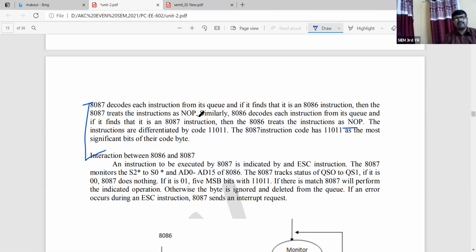The instructions are differentiated by the code 11011. The 8087 instruction code has 11011 as the most significant bits of its code byte. So that is the common code byte that we are maintaining, 11011. Depending upon that, the 8087 instruction code has 11011 as the most significant bits of its code byte.